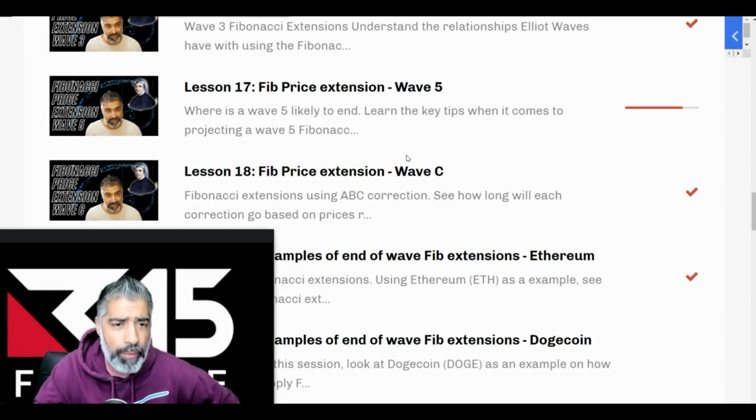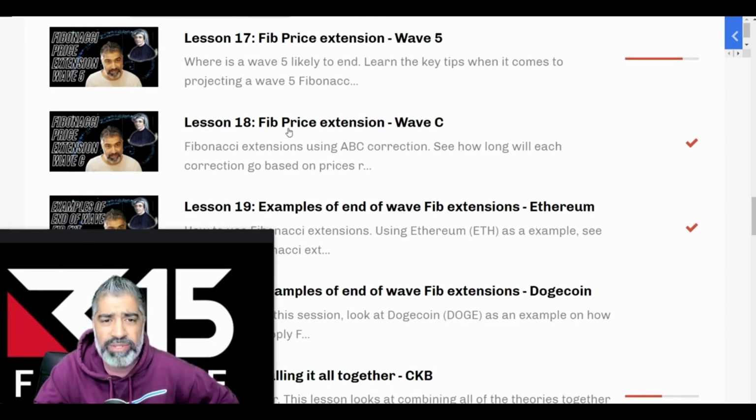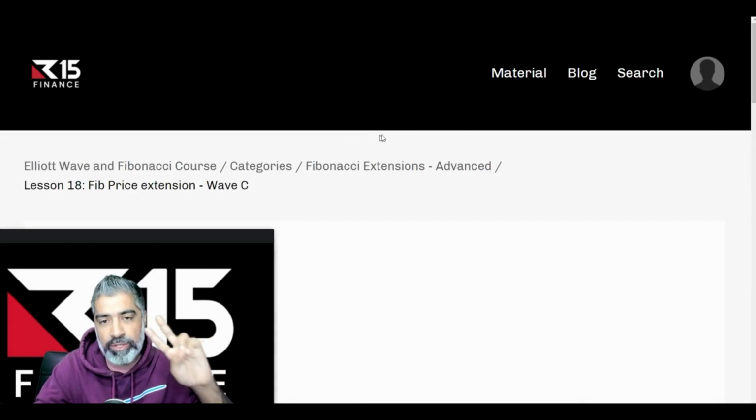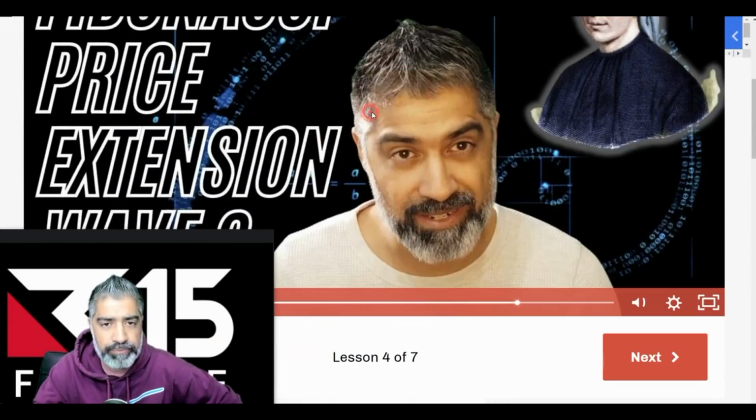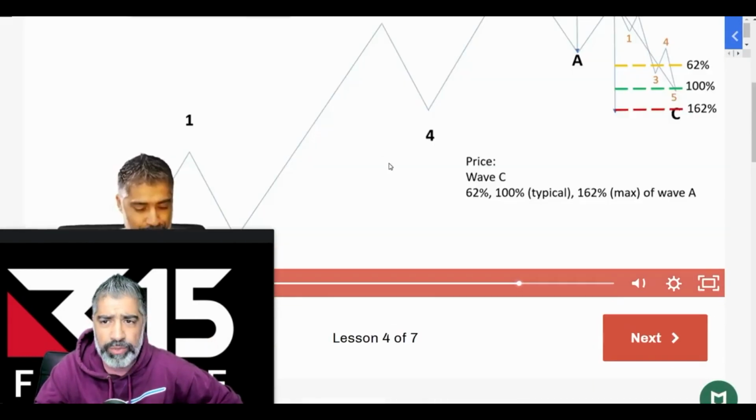But what we're going to focus on is here, lesson 18, where it says Fibonacci price extension for a wave C. And we're going to use this on 2 degrees. This will make sense in a second. I just want to show you the visual so we're on the same page.